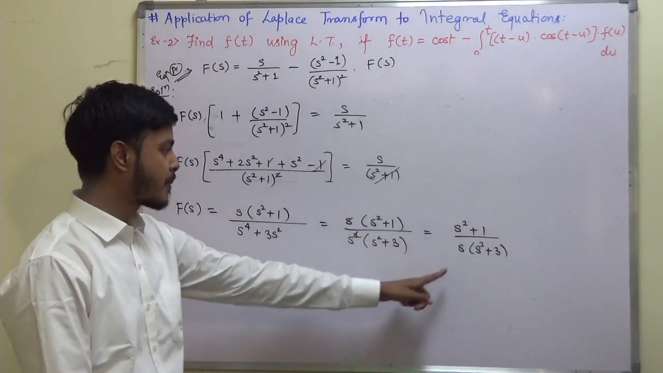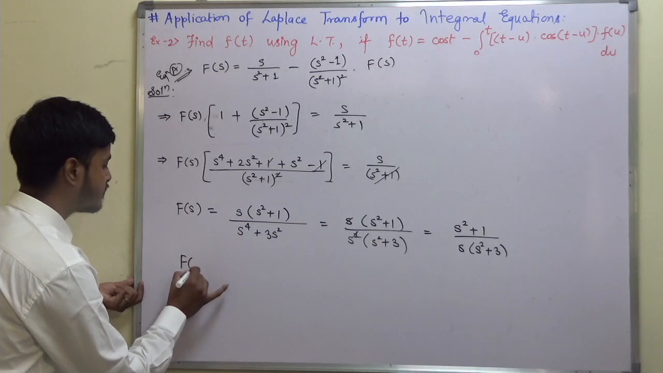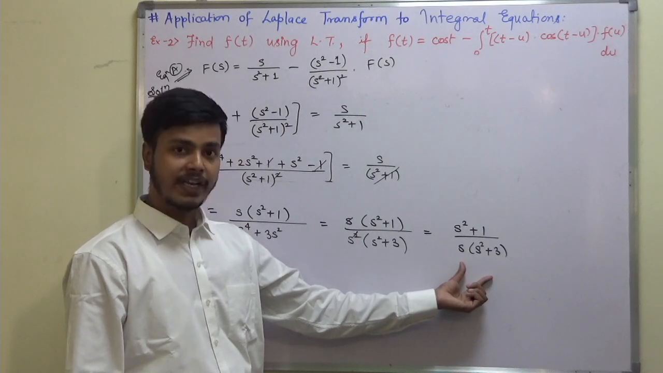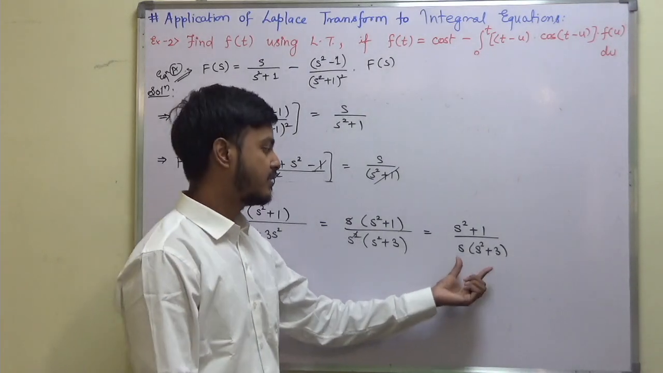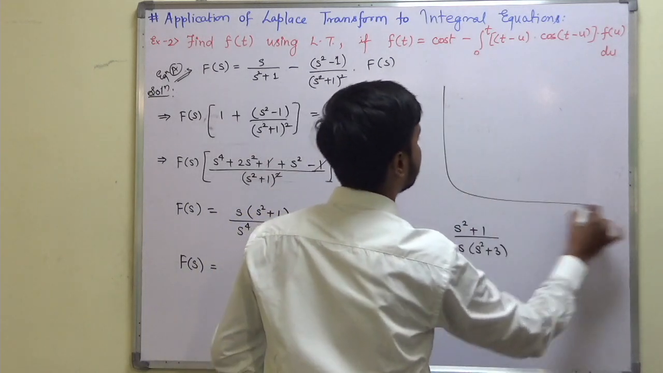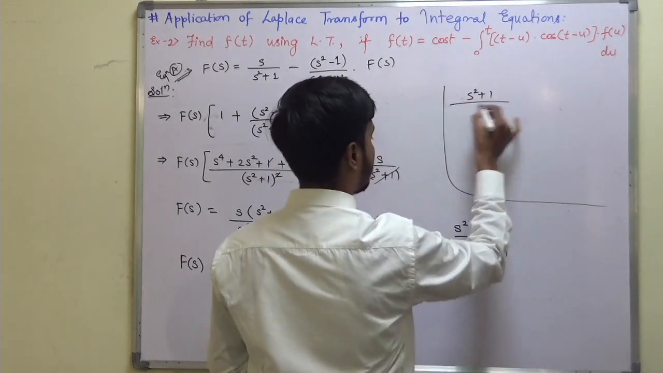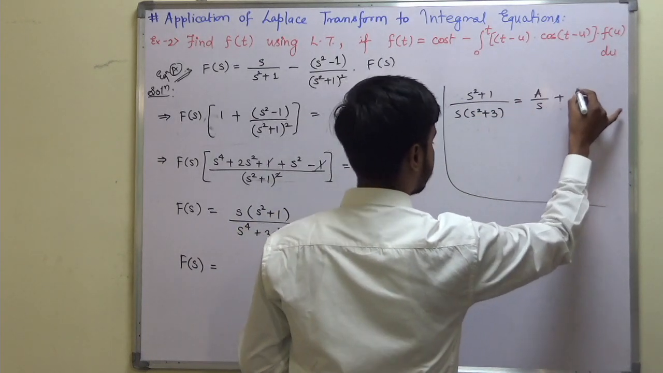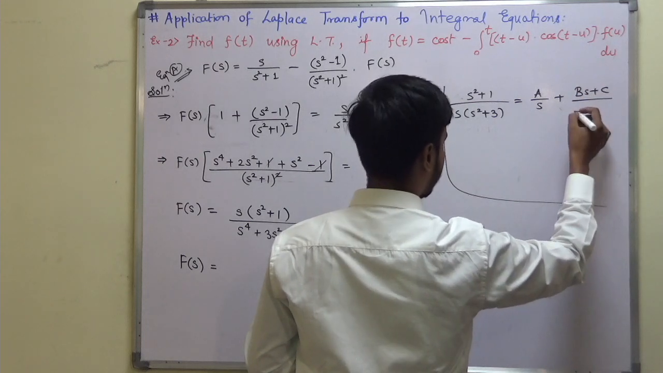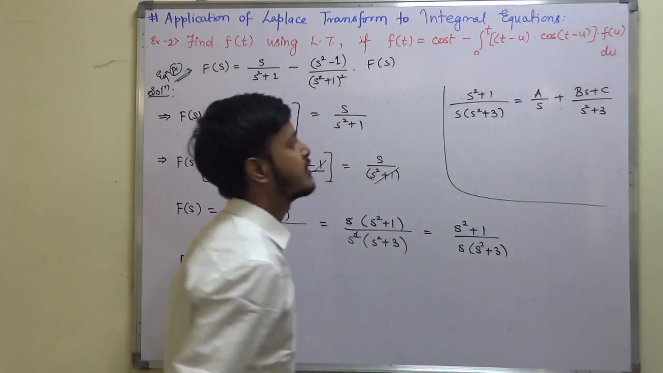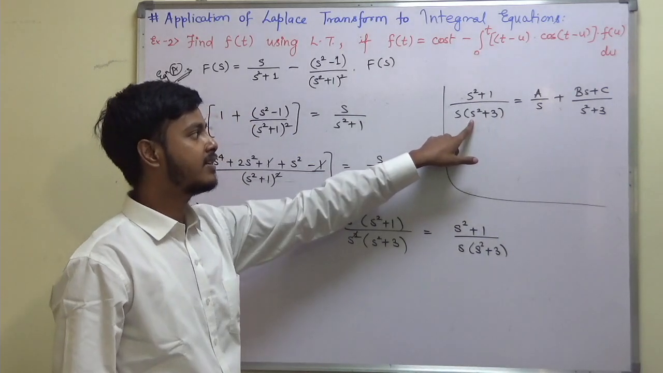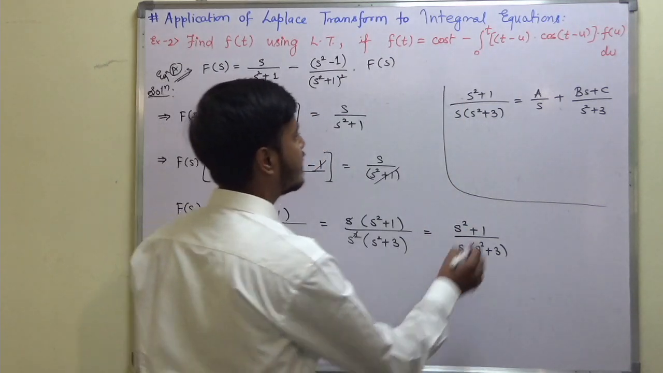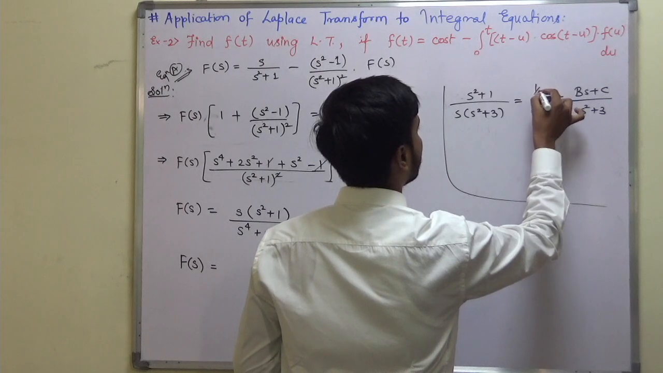Now we have this f of s. I want you to solve this by the partial fraction method and try to get the value. So s square plus 1 upon s into s square plus 3 is equal to a by s plus bs plus c upon s square plus 3. To get the value of a, you can put s equal to 0 on the right hand side. So you'll be getting a to be 1 by 3.